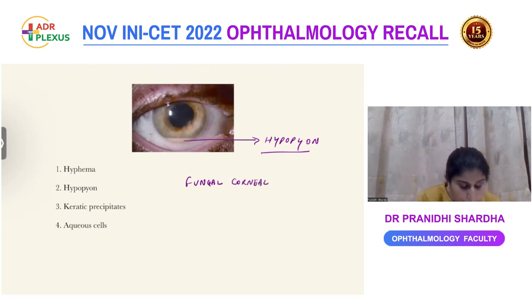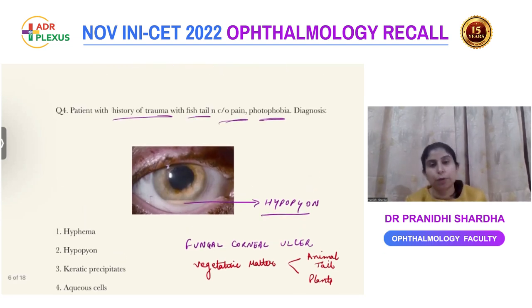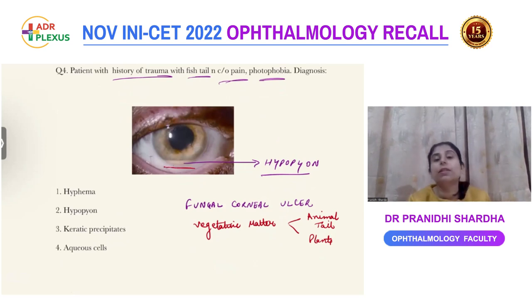We know that fungal corneal ulcers occur when the patient has trauma with vegetative matter. Vegetative matter, which can be an animal tail or plants, can cause fungal ulcer. So the diagnosis is fungal corneal ulcer, and the patient has pain and photophobia. The diagnosis of the image is asked. This is a characteristic feature of fungal corneal ulcer, which is the hypopyon.